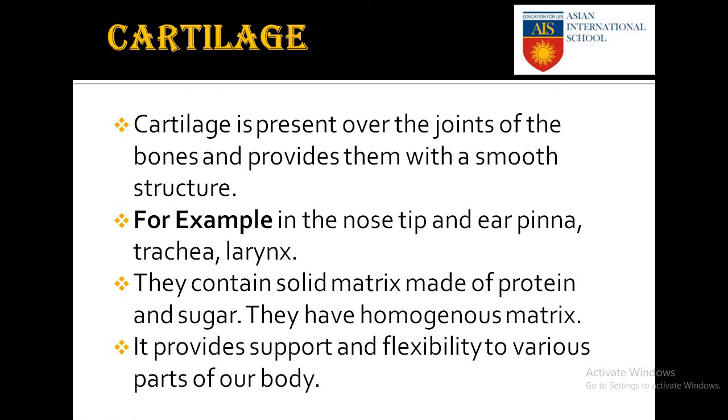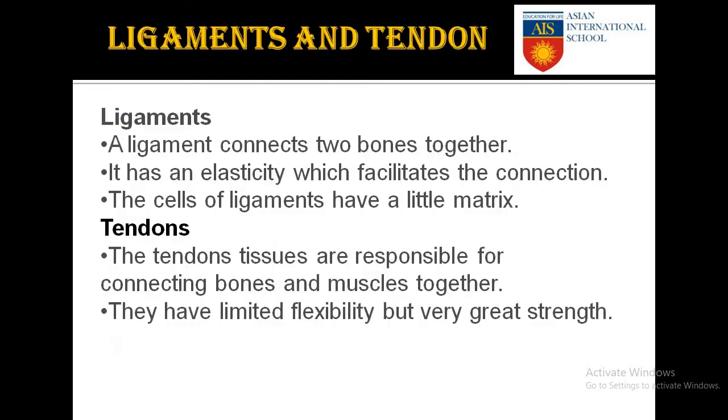Now, cartilage. Cartilage is present over the joints of the bones and provides them with a smooth structure. And it is also present in the nose tip, as I already told you, ear pinna, trachea and larynx. They contain a solid matrix made up of protein and sugar. They have a homogeneous matrix, and it provides support and flexibility to various parts of the body. Bone is inflexible, but cartilage is flexible.